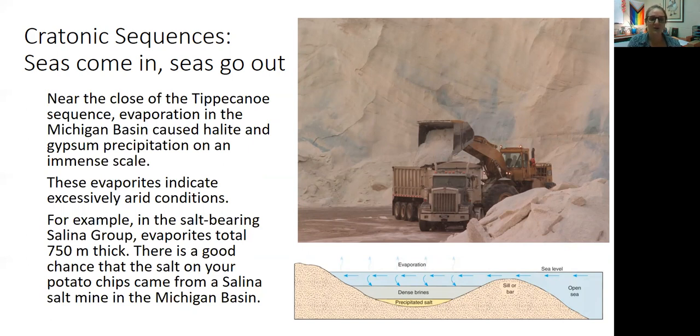And actually near the close of the Tippecanoe sequence, the evaporation in the Michigan Basin caused the halite and gypsum to be deposited on an immense scale. Now these deposits are up to 750 meters thick. So there's a really good chance that if you have eaten a potato chip in your life, you have eaten salt from this deposit, because we get a lot of our salt from this deposit.